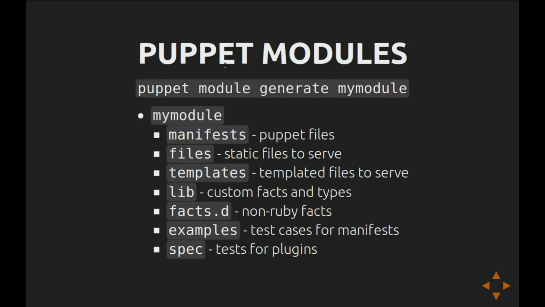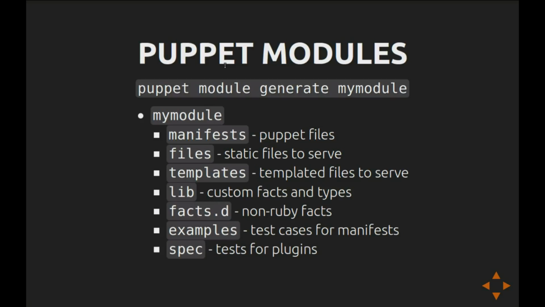If you wanted to write any extensions that are specific to your SSHD class, maybe you want to get some information from your load balancer or whatever as part of your SSHD config, you might put that in your lib directory. Any non-Ruby written facts go in facts.d.